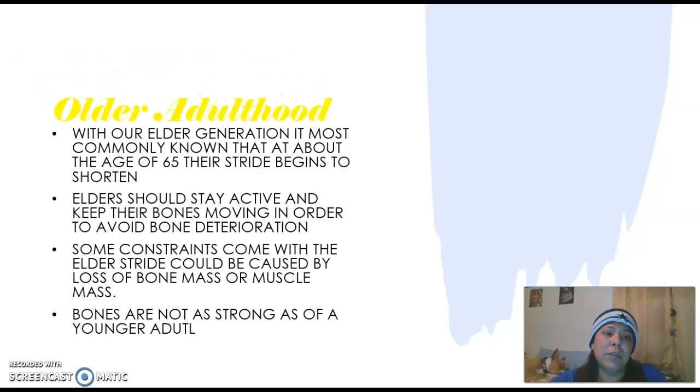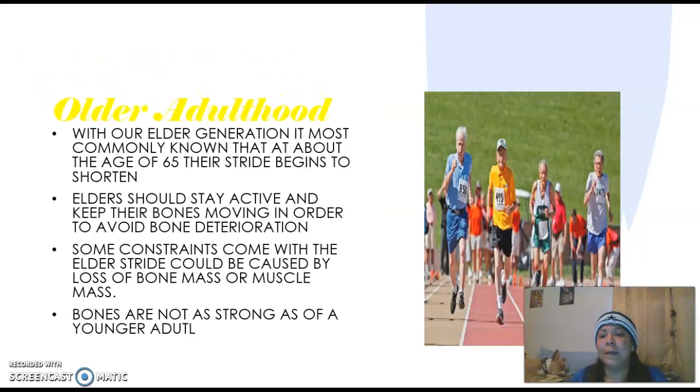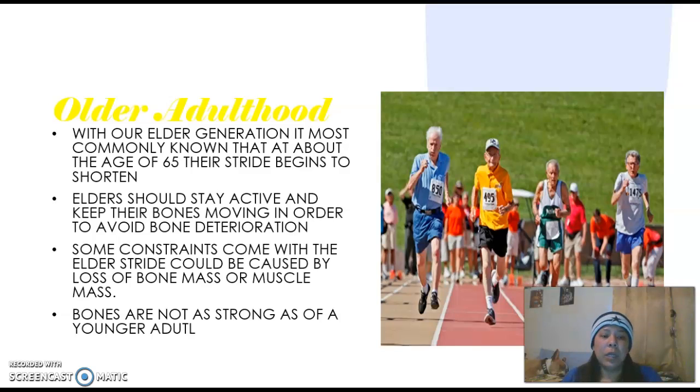Now for the elder adulthood, it is a little tricky with the elders. Some stay active their whole entire life, so you could see a decrease in stride maybe at a later age, but generally speaking, we see a decline in stride about the age of 65. With the older generation, it's most common to see the stride shorten at about 65.